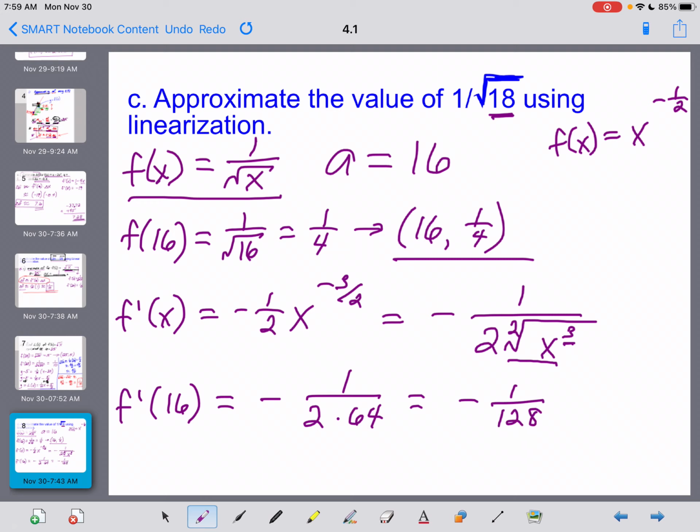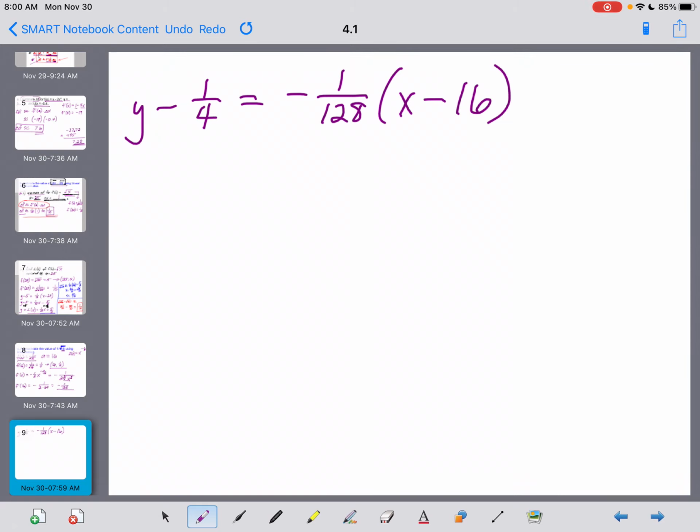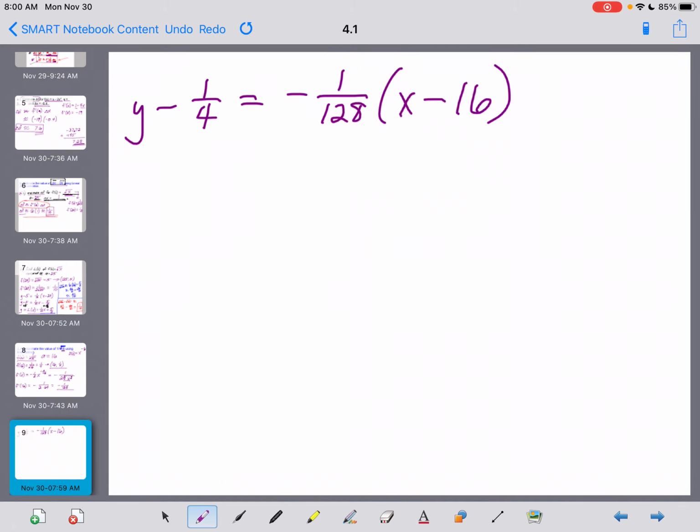So now that we know the slope of our tangent and we know the point of tangency, we could go to point slope form. And I think I'm going to need a new slide in order to do this. So in point slope form, it looks like it's going to be y minus our y value of 1/4 equals your slope, which I think was a negative 1 over 128, times x minus your x value at your point of tangency, which was 16. Let me double check all of that. So 16, 1/4 was the point of tangency. Slope of the tangent was a negative 1 over 128. Okay, that's where we are right now.